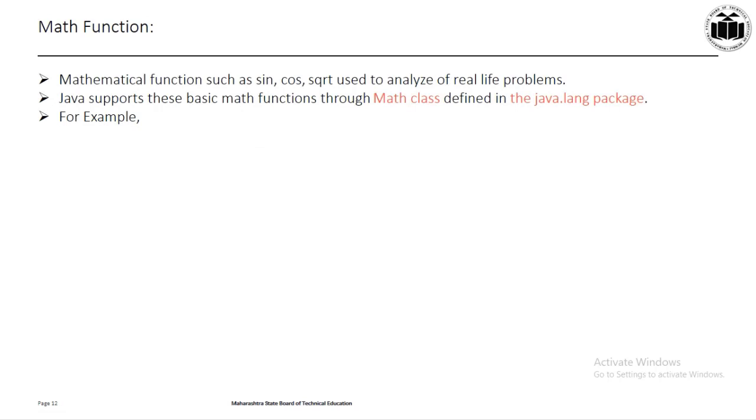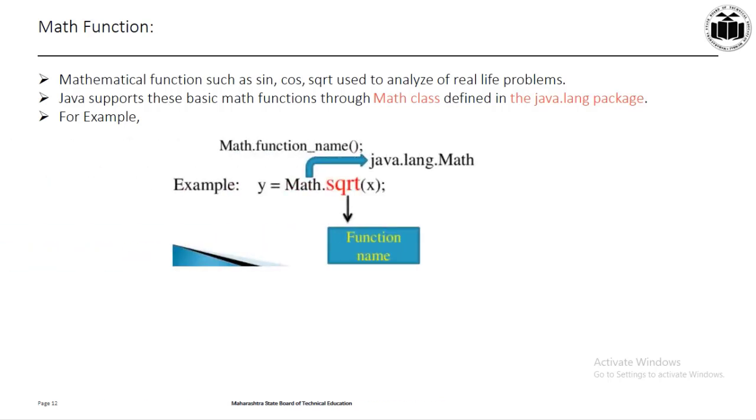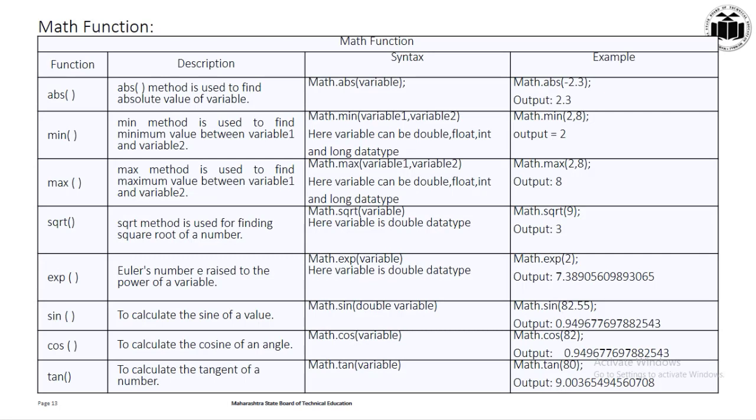Now we will start with mathematical functions. Mathematical functions such as sine, cos, square root, minimum are used to analyze real life problems. For example, suppose you want to find the square root of a number or the power of a number. In that case, these mathematical functions are helpful. Java supports these math functions through the Math class, which is defined in the java.lang package. For example, y = Math.sqrt(x). Here Math is the class, and sqrt(x) is the method provided by the Math class, which is available in the java.lang package. Now we will see the functions one by one.